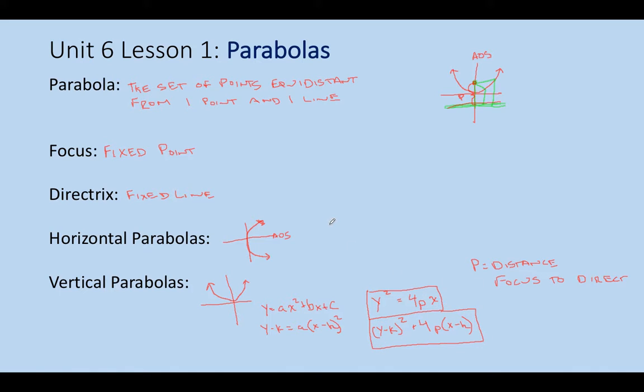All right, and then with horizontal parabolas, it would just be the inverse of this. And so we would have x squared equals 4py. And again, we'd have x minus h squared plus 4p, and then y minus k. So these are the inverses, and you can see you just switch the x and y like you do on an inverse function.